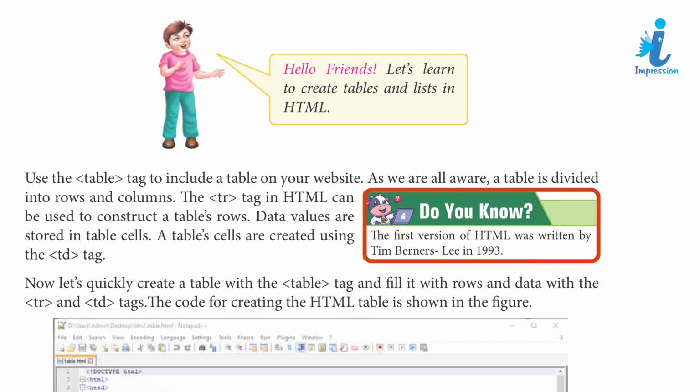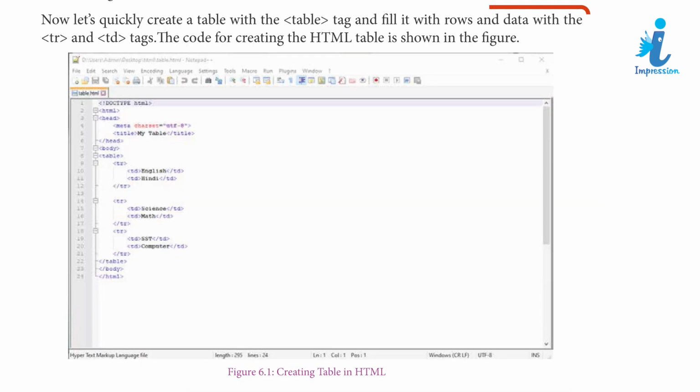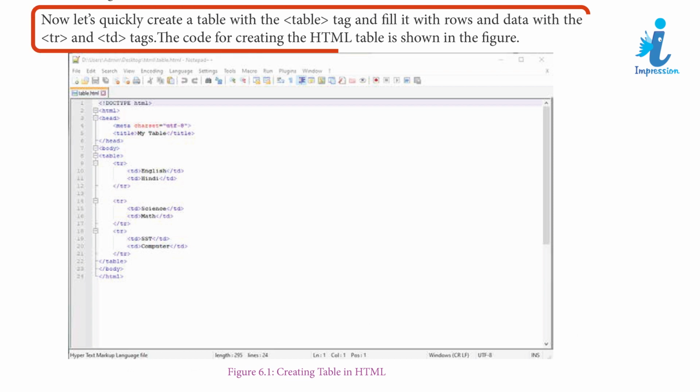Do you know the first version of HTML was written by Tim Berners-Lee in 1993? Now let's quickly create a table with the table tag and fill it with rows and data using the tr and td tags. The code for creating the HTML table is shown in the figure.